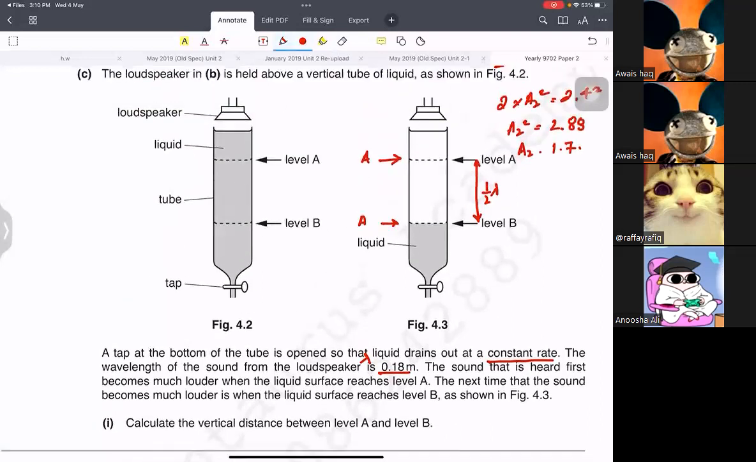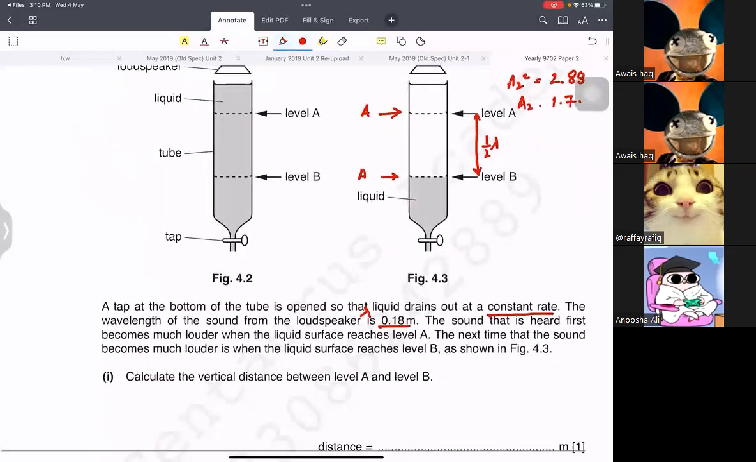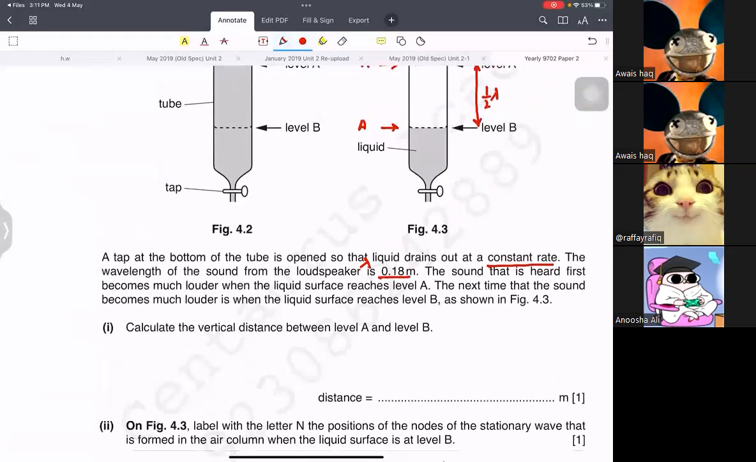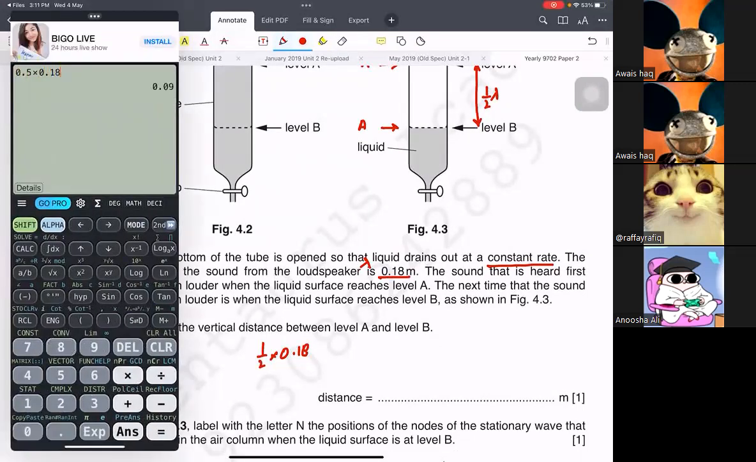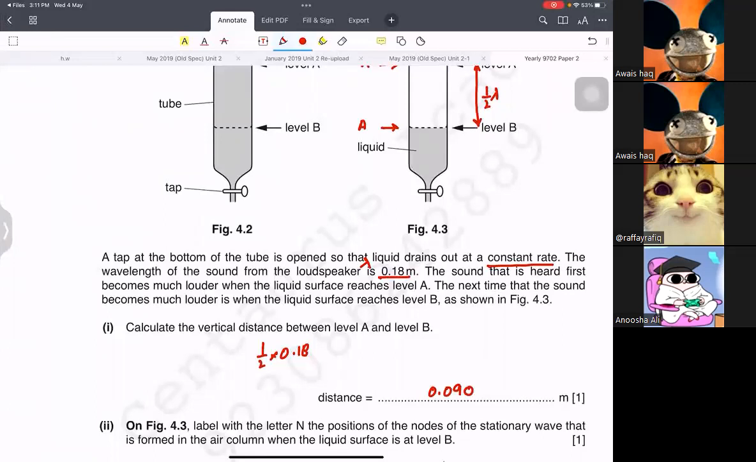Now it says calculate the vertical distance. Okay. How about that? So lambda, they've given 0.18. So half of 0.18 got to be 0.09. Now I'll add zero here because of the significance. Okay, so I have to write two significant figures. Yes, because all my values are two significant. If the minimum were three, I would write three.